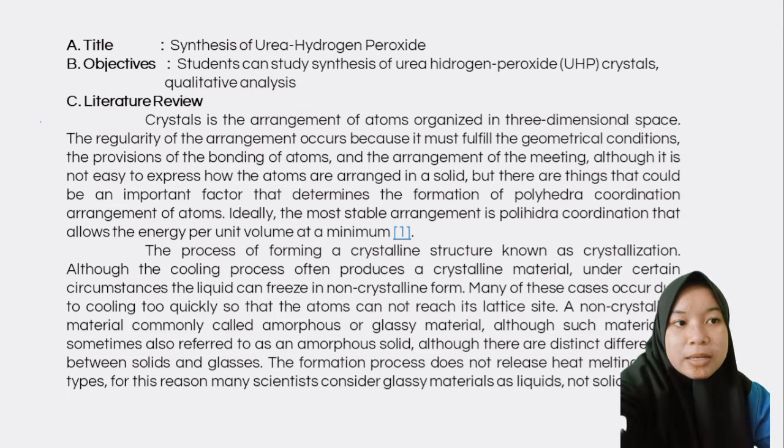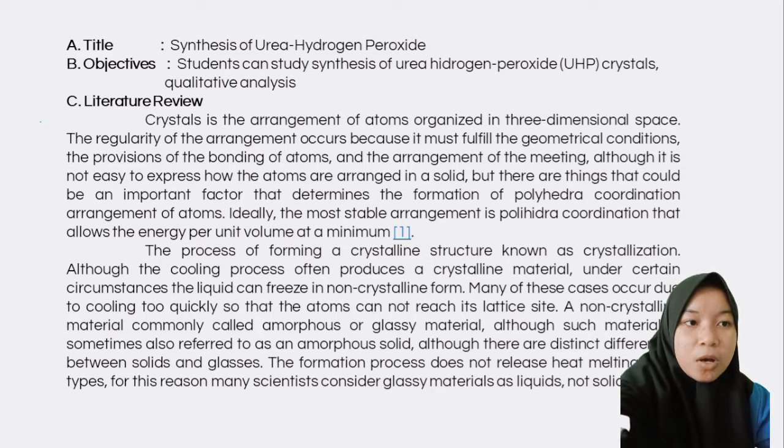Literature review. A crystal is an arrangement of atoms organized in three-dimensional space. The regularity of the arrangement occurs because it must fulfill the geometrical condition, the provision of the bonding of atoms, and the arrangement of the meeting. Although it is not easy to express how atoms are arranged in a solid, there are things that could be important factors that determine the formation of polyhedra coordination arrangement of atoms. Ideally, the most stable arrangement is the polyhedra coordination that allows the energy per unit volume to be at a minimum.